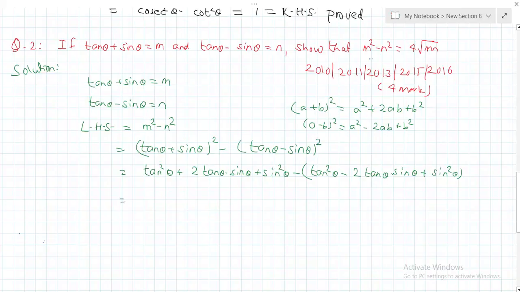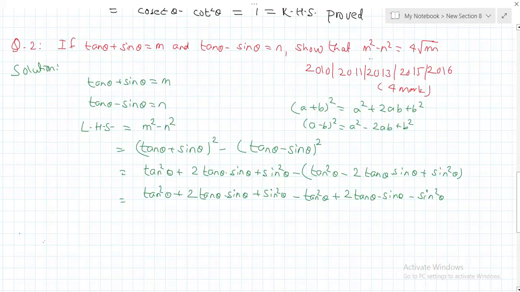So here tan²θ plus, we write as it is, 2 tanθ sinθ plus sin²θ. Now bring the minus outside the bracket: minus into plus, minus tan²θ; minus into minus is plus 2 tanθ sinθ; and similarly minus into plus means minus sin²θ. Now let us see here.